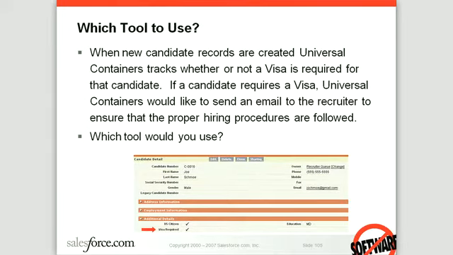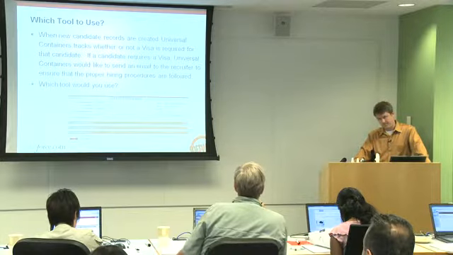When new candidate records are created, Universal Containers tracks whether or not a visa is required. If a candidate requires a visa, Universal Containers would like to send an email to the recruiter to ensure that the proper procedures are followed. So Chris, which tool do we use there? Workflow rule, yeah, exactly. So we're going to utilize an email alert action or possibly a task in our workflow rule that is triggered whenever we save a record in which visa is required. Okay.